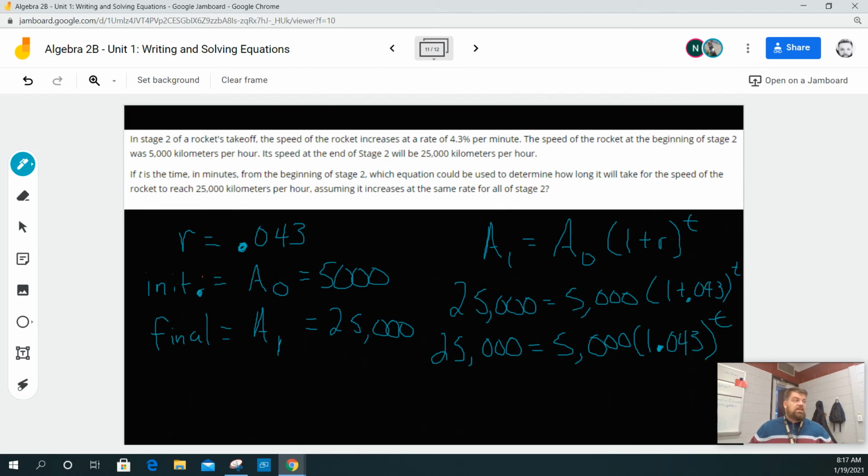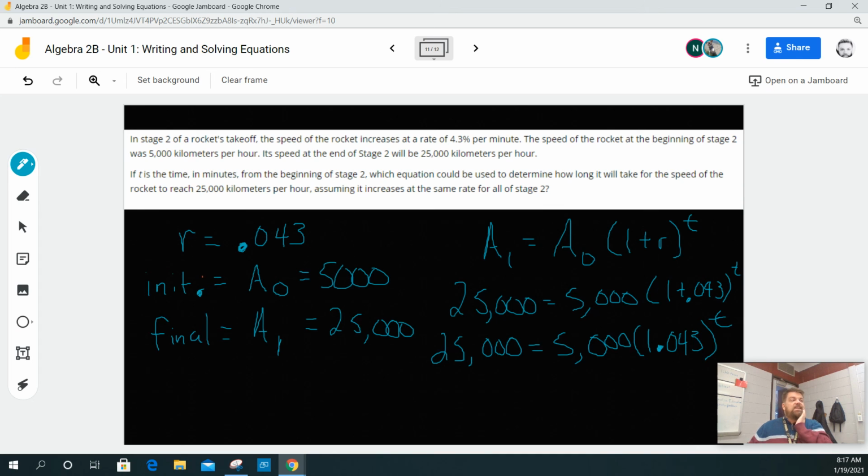And that's basically it. And I didn't even read the question, but we'll read it anyways. If t is the time in minutes from the beginning of stage 2, which equation can be used to determine how long it will take for the speed of the rocket to reach 25,000 kilometers per hour, assuming that it increases at the same rate of stage 2.